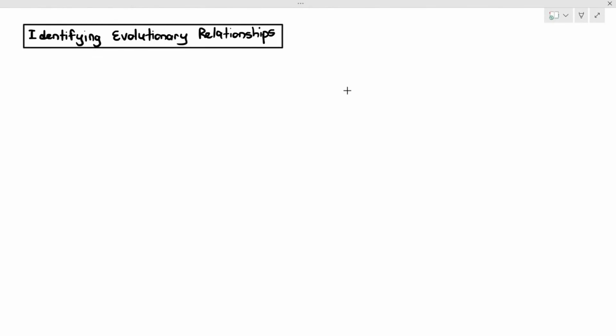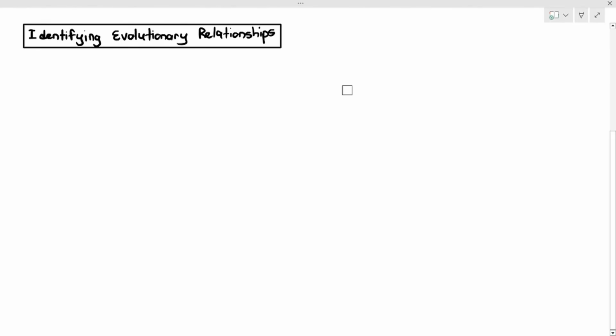The last thing that we have to talk about, yes, we have finally reached the end of this chapter. So the final thing that we have to cover for this chapter is known as identifying evolutionary relationships. Now, what does it mean by an evolutionary relationship?